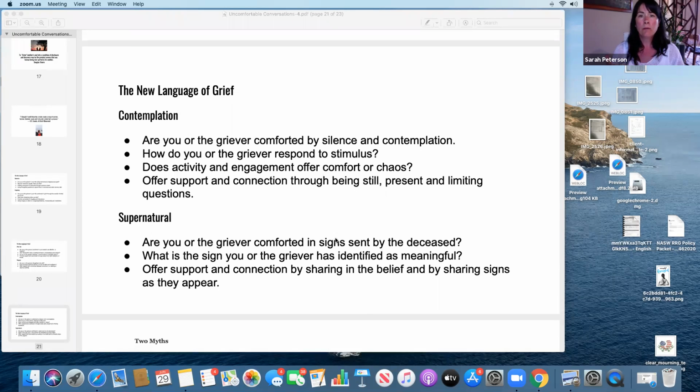Contemplation. Are you or the griever comforted by silence and contemplation? How does the griever respond to stimulus? It's a really important question. We have a tendency to shower the griever, especially at the beginning. And it's just good to know that there might be another way, that quiet, stillness, and contemplation also might provide support. Does this activity and engagement offer chaos or comfort? And you offer connection through exactly what we talked about today, especially when I shared the story about Dean sitting next to me, that level of intimate, quiet participation in somebody's grief process.